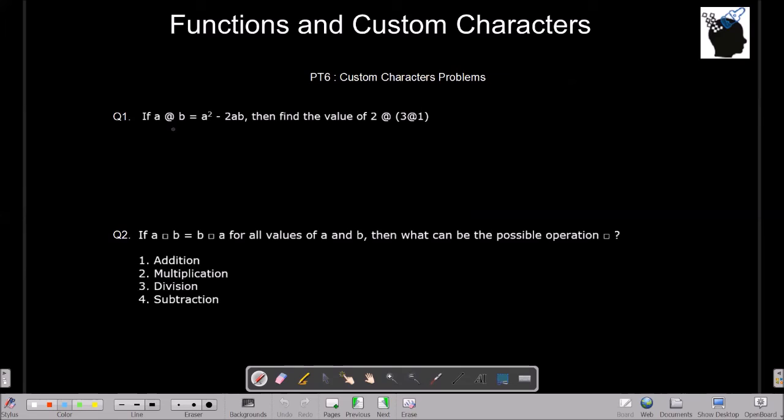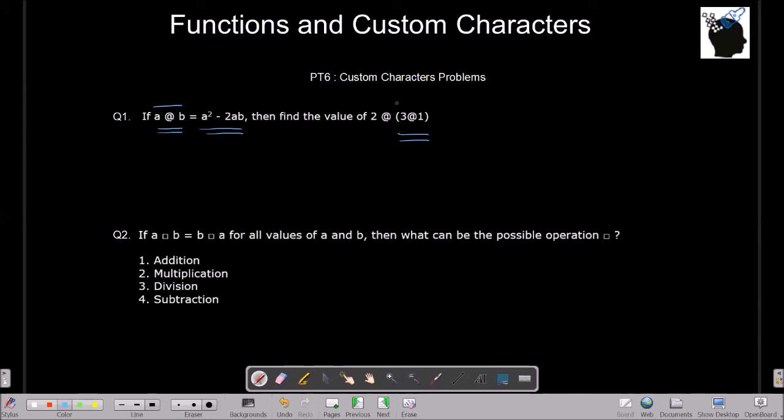So if a @ b is equal to a square minus 2ab, then find the value of 2 @ 3 @ 1. Now this @ can be read as a function of a and b, and it is equal to a square minus 2ab. Using PEMDAS, we need to find the value inside the parenthesis first. So let's solve for 3 @ 1.